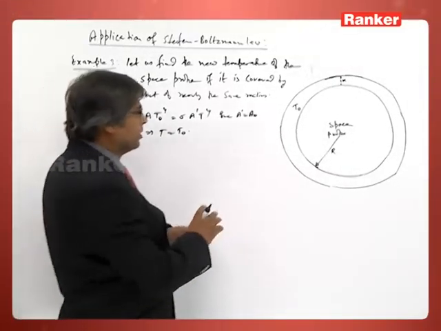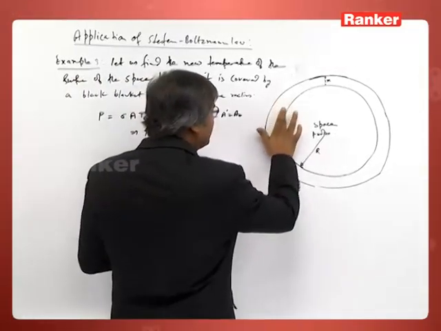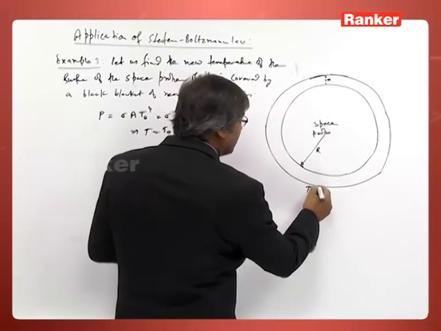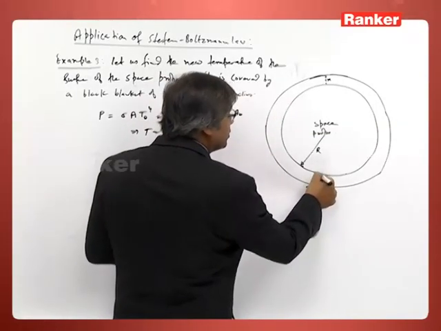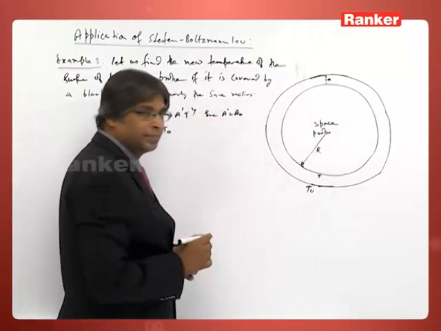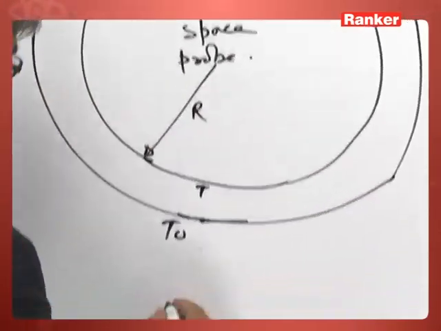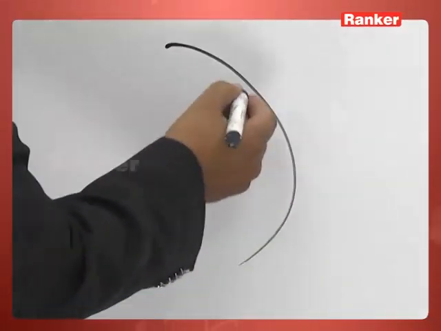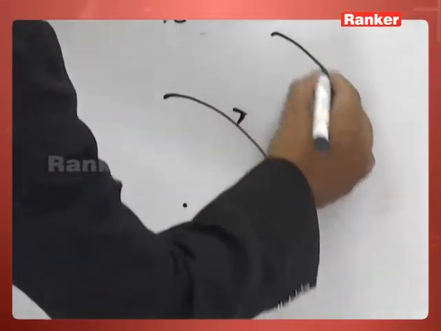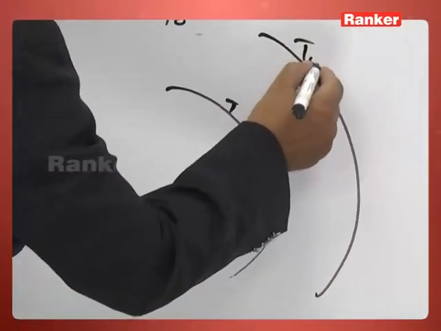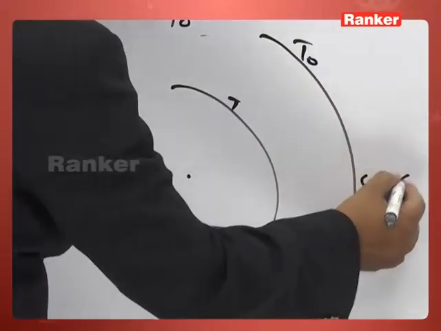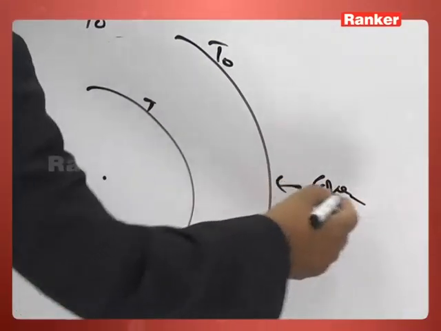So, now this won't have the temperature T naught, now T naught will be the temperature of this surface. So, what will be the temperature T? So, now let us draw another diagram. So, this is my space probe, its temperature T, and let us exaggerate. This is the blanket cover, this is the cover, black cover.